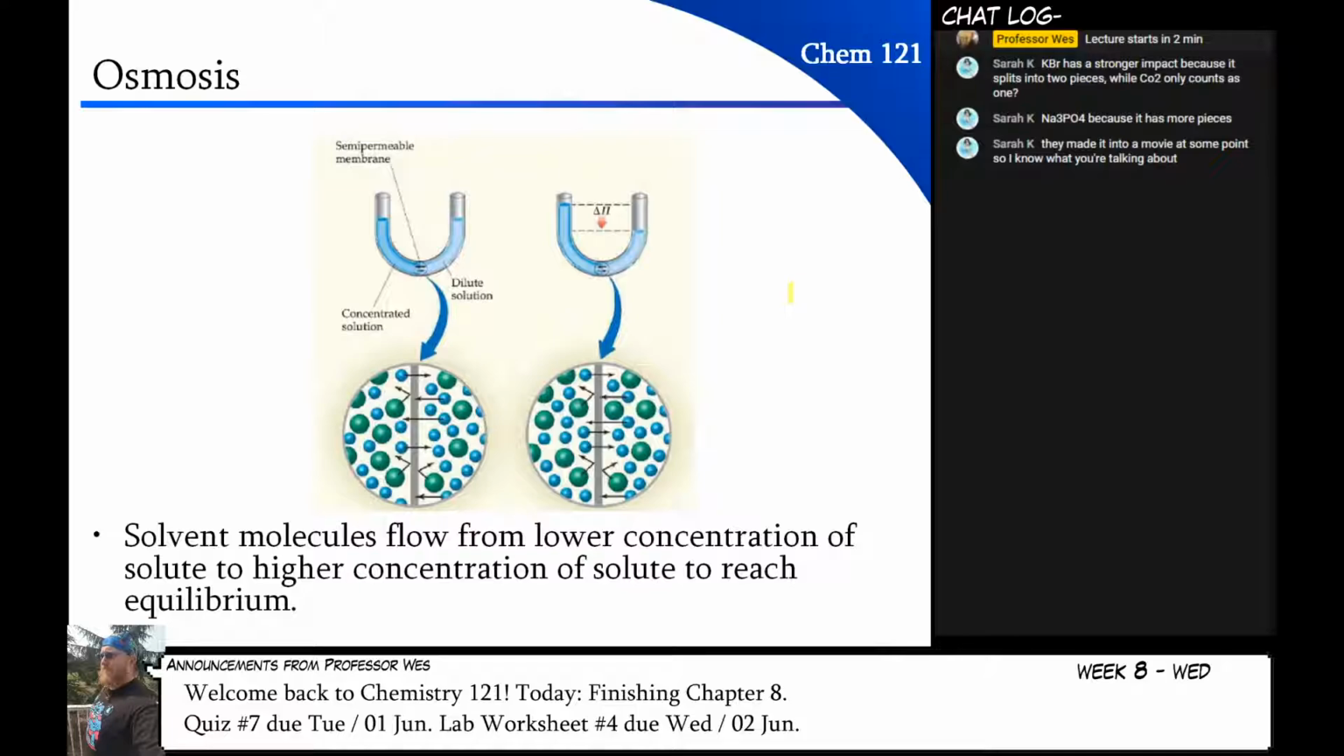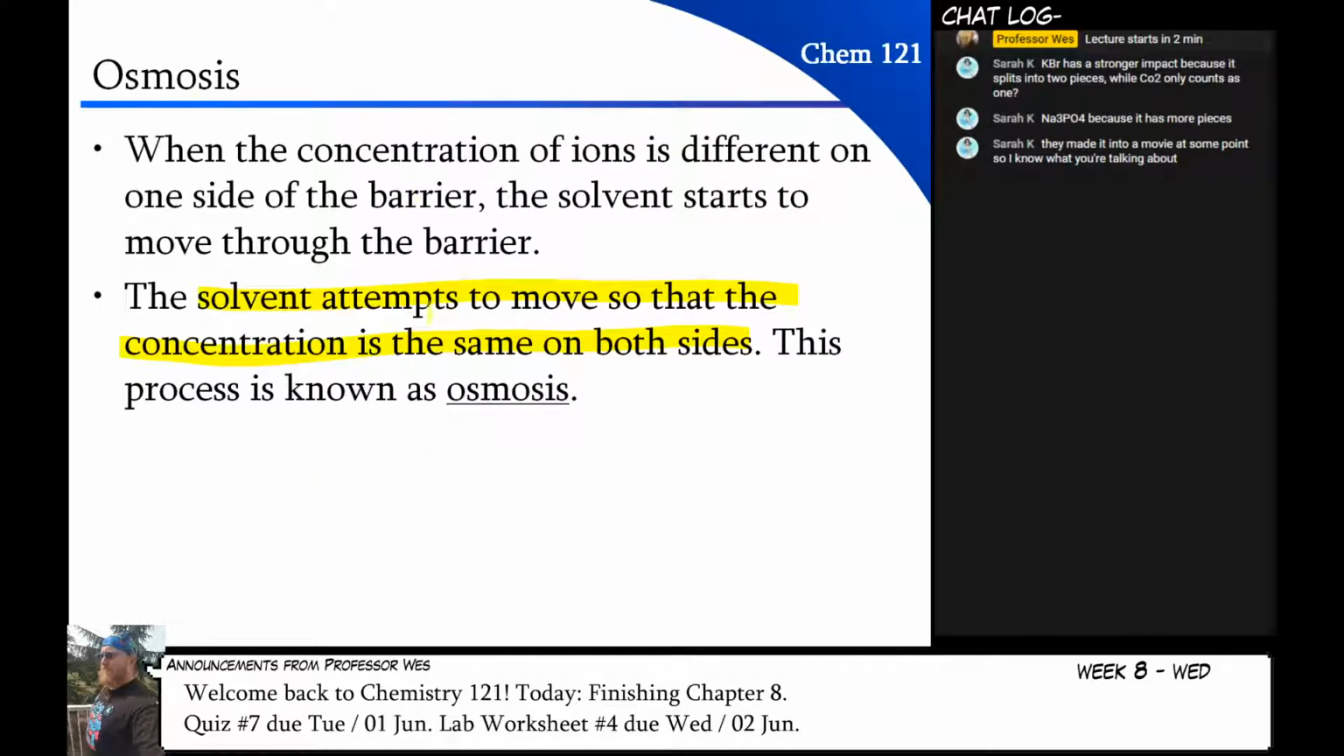Now, I don't remember if I have a picture here. I do have a picture here. Okay. So, osmosis is the movement of water through a membrane to equalize concentration on both sides.